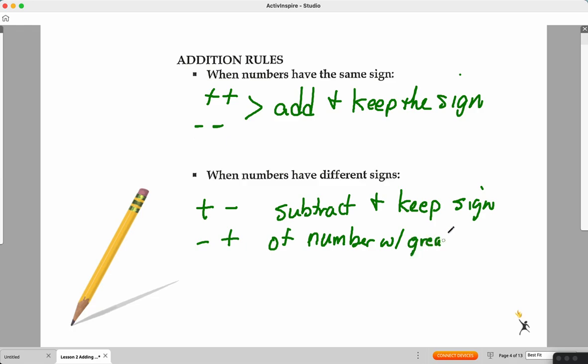And you can abbreviate absolute value as ABS. That's what you'll see in most math textbooks. The whole goal is really taking into account that addition and subtraction are really similar to each other. And you've actually been doing subtraction of negative numbers your entire life.